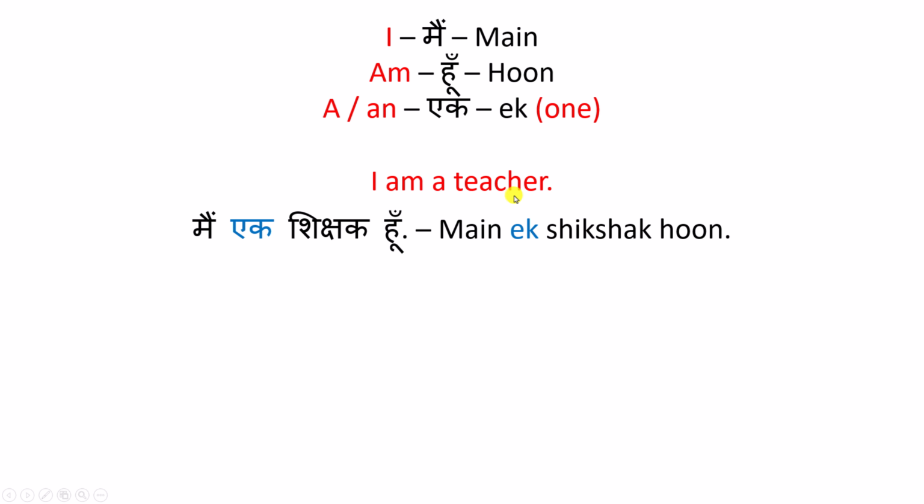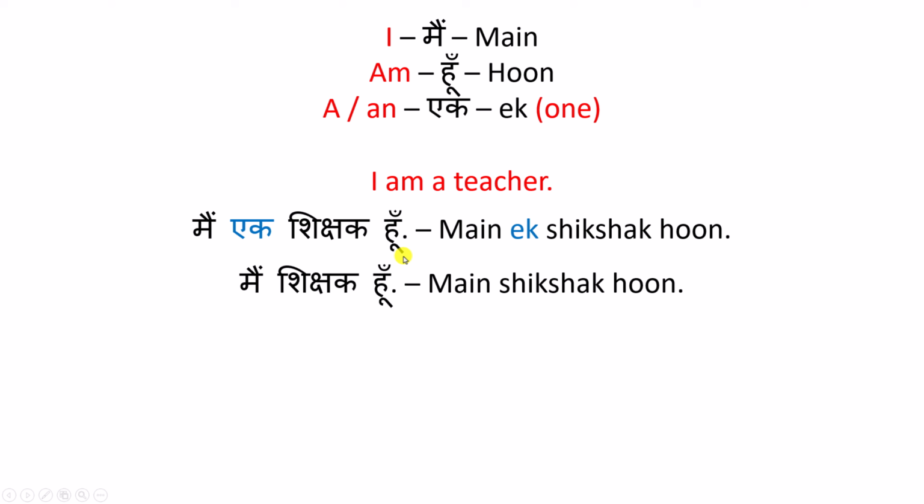I am a teacher. मैं एक शिक्षक हूँ. मैं is I, एक is a, शिक्षक is the Hindi word for teacher, हूँ is am. Leaving out the word for "a", the sentence would be मैं शिक्षक हूँ.